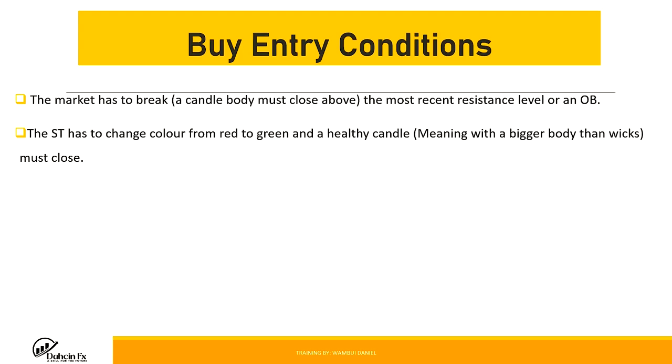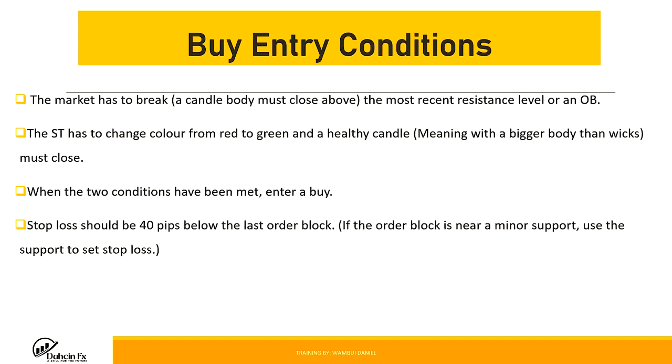So those are two conditions. The first one, the market has to either break an order block, the most recent one, or a structure. By a structure I mean the resistance. And the super trend has to change color from red to green, and a candle has to close. Then when the two conditions have been met, we enter a buy. We are going to put the stop loss below the last order block, and if the order block is near the support, we are going to use the support. Then you're going to put it 40 pips below, because this is a swing strategy.